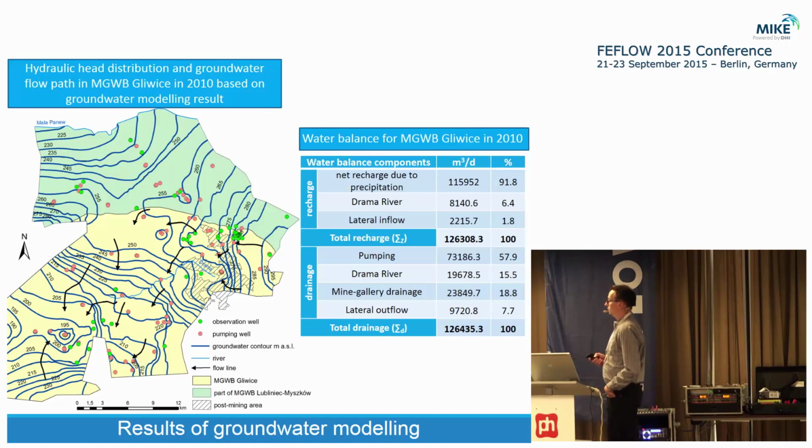The recharge from precipitation is the main recharge in the water balance components. And from the other side of the water balance, the drainage is dominated by pumping wells. It's nearly 60%. And in the east part, mine gallery drainage is also important, nearly 20%. So together, over 75% is artificial drainage induced by human activity.